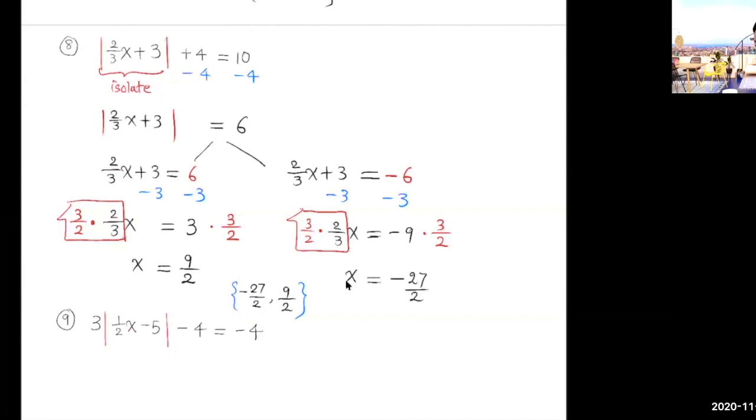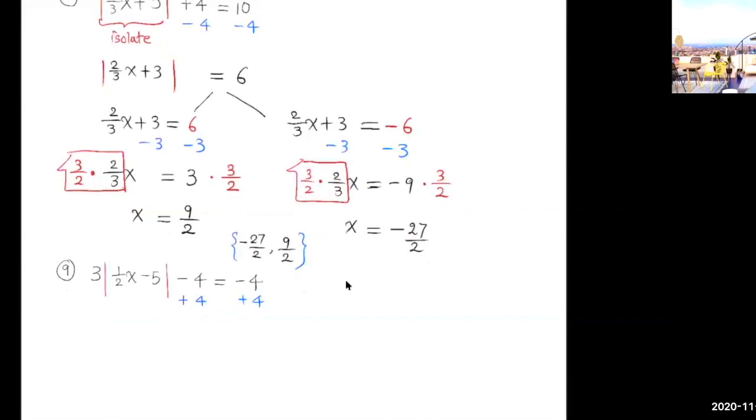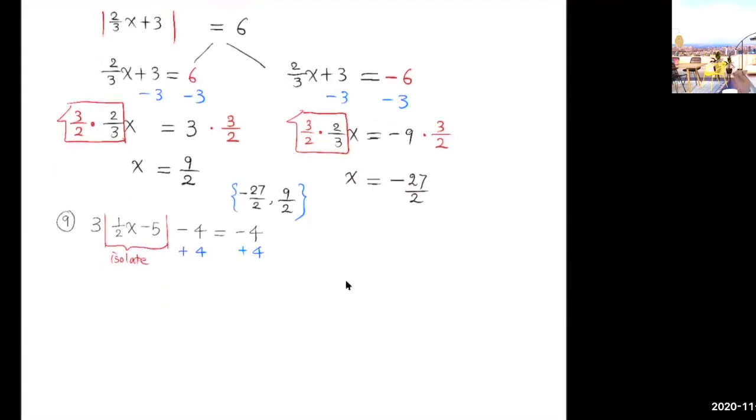You got it? Okay. Now let's think about number 9. So what should I do over here? What's the first step? I would want to add 4. Yes, you add 4 to both sides. Okay, so we want to isolate this absolute value right here. So we need to move the negative 4 to the other side. So we add 4 to both sides.